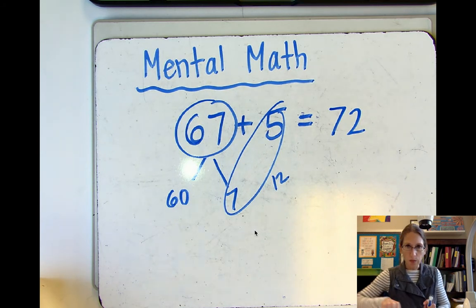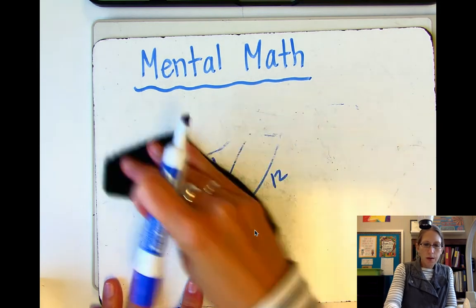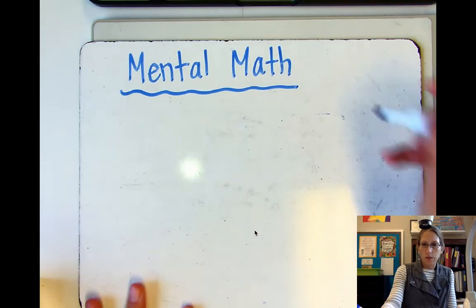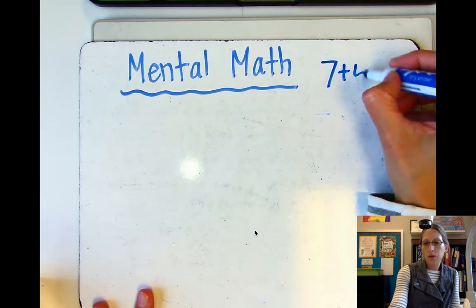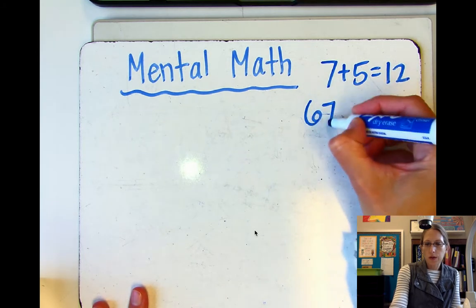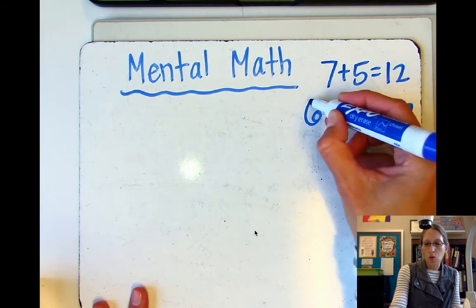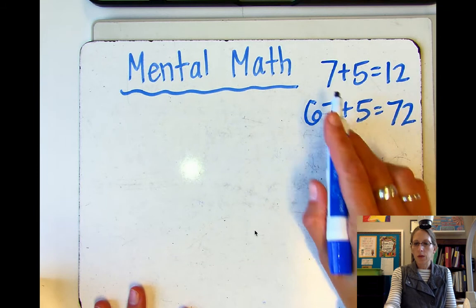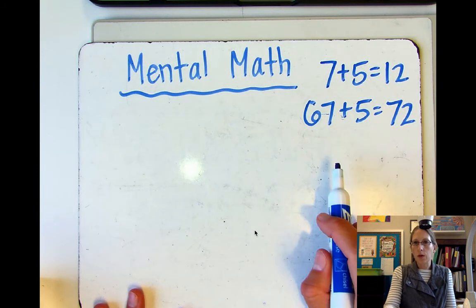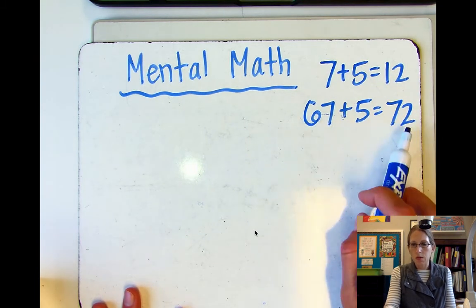Now, what about if we knew this one? Now, let's see. Let me write over here what we've already solved. We've solved 7 plus 5 equals 12. Then we solved 67 plus 5 equals 72. Let's see, is that right? 7 plus 5, we said that was 12. And then this would just be like 12 plus 60, 72.